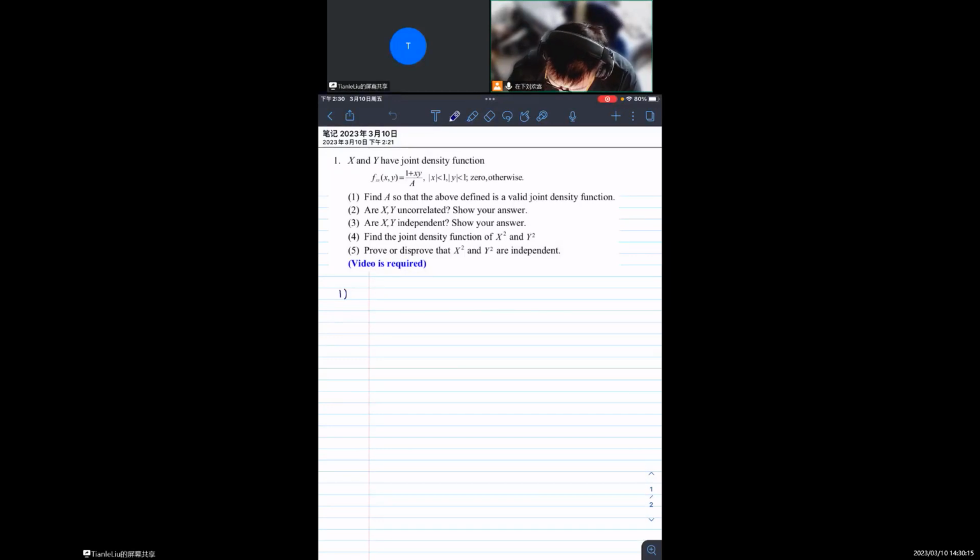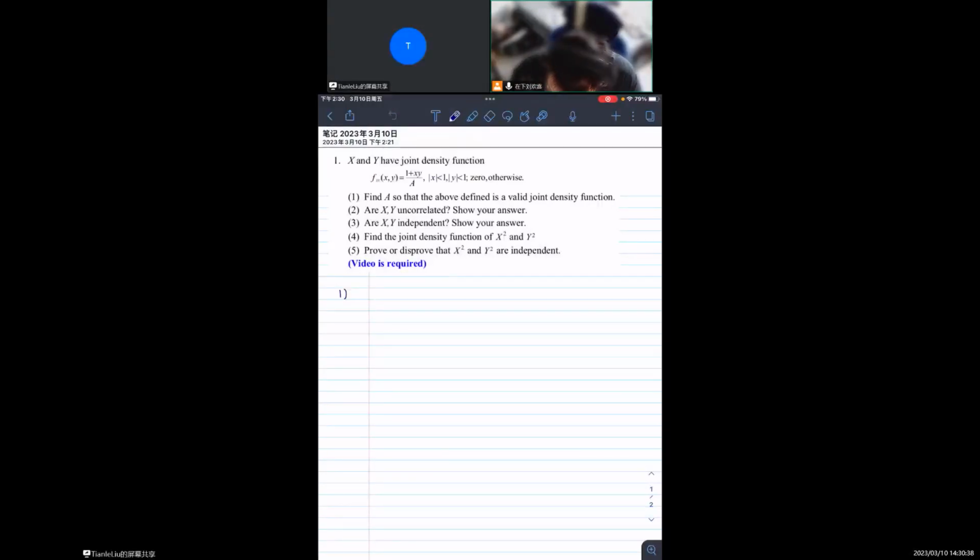For this one, first we have the f function with x and y, and the range of the x and y. For the first question, we need to find the valid joint density function, so we need to find a.